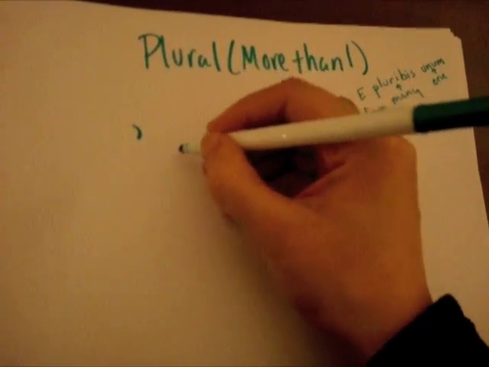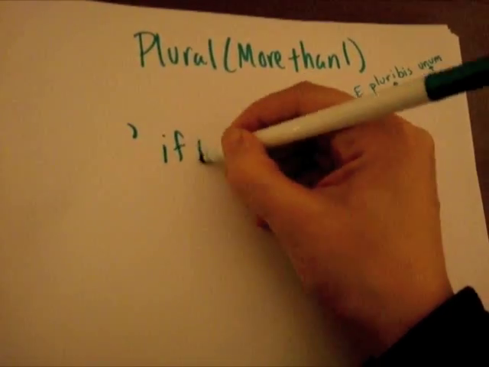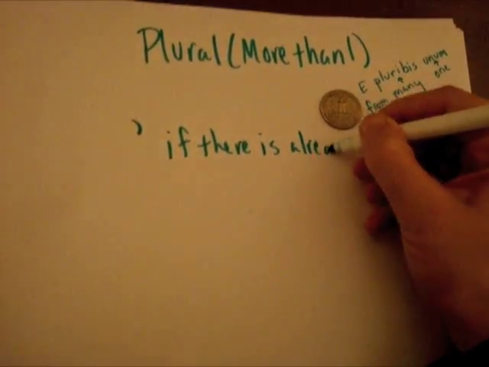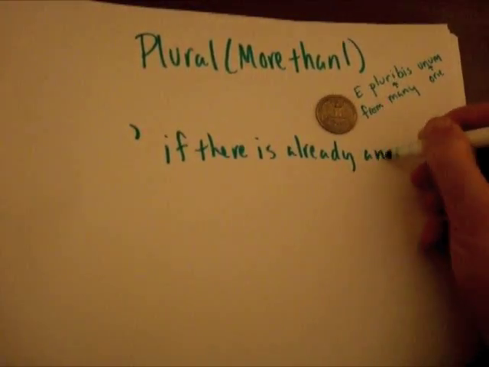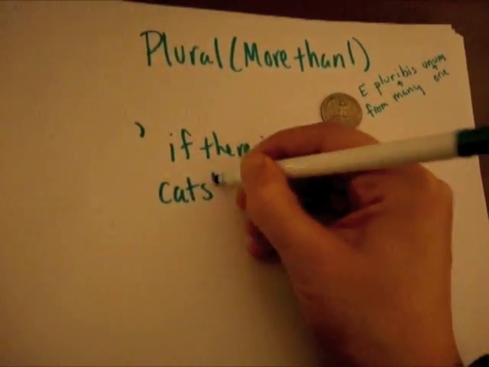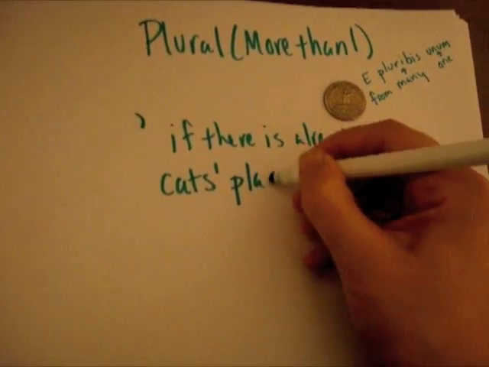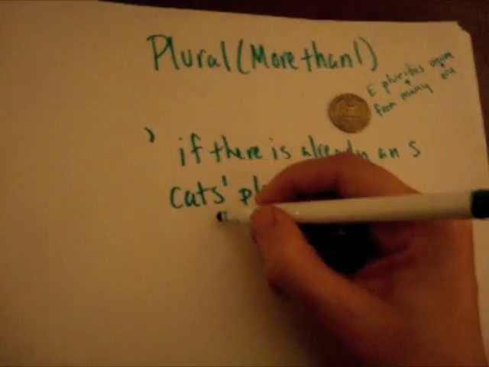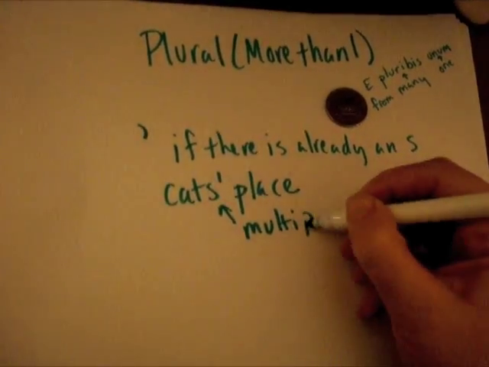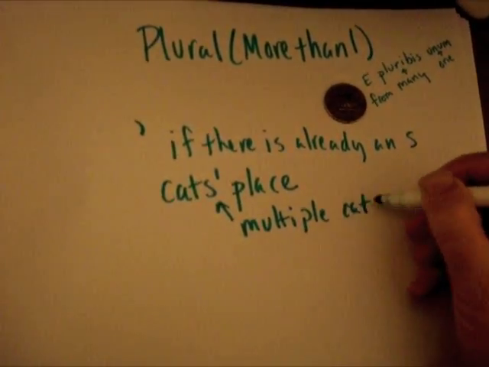So if you have a plural word, you use just the apostrophe if there is already an S. Many plural words already end in S's. Babies, cats, dogs. So let's say I had 10,000 cats that all lived in one place. It already ends in the S. So instead, I would just put the apostrophe rather than the apostrophe S.